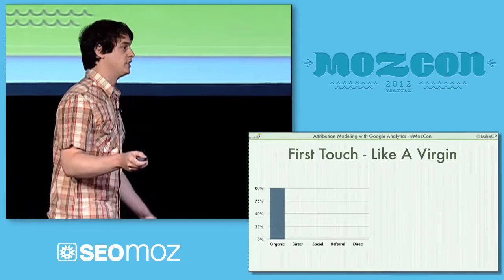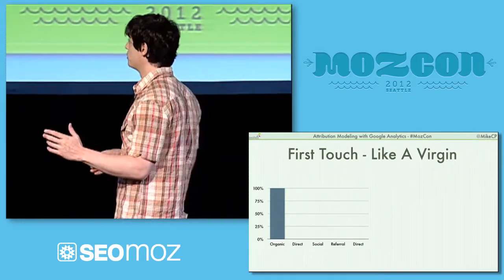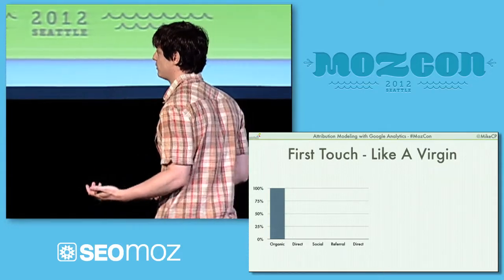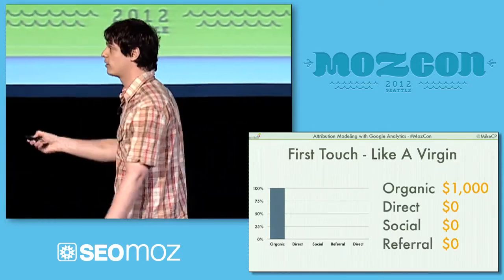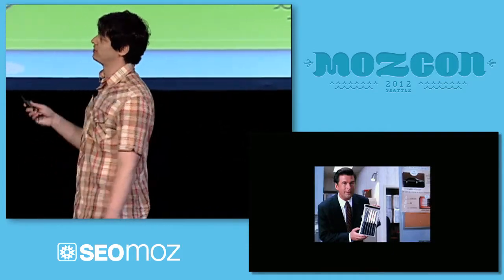The opposite side is the Madonna, like a virgin, first touch. This is where the first interaction you're having with a brand is the one that we're giving all the credit to. So in this case, organic's getting all the credit. And what do the rest get? A set of steak knives. No, but seriously, here's Madonna.